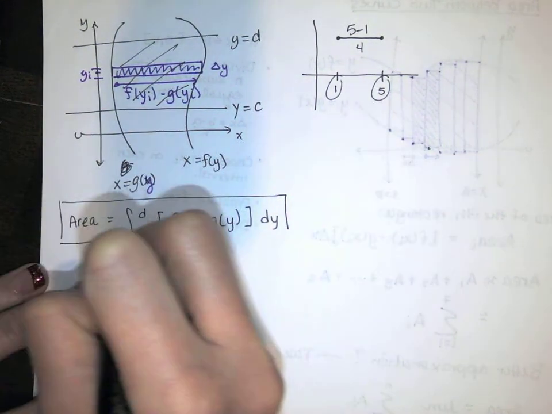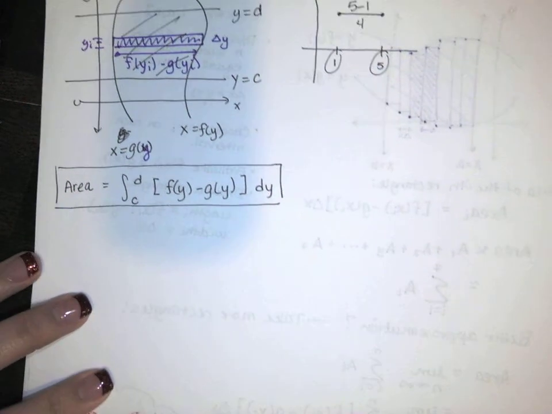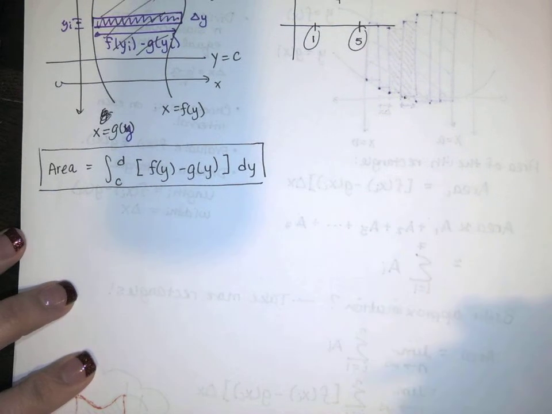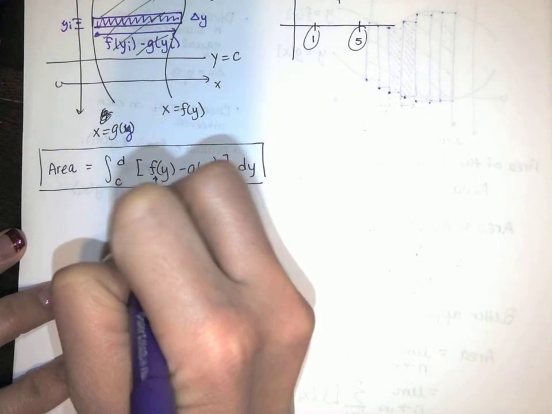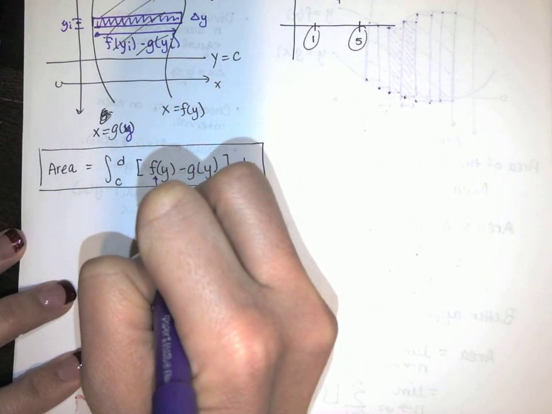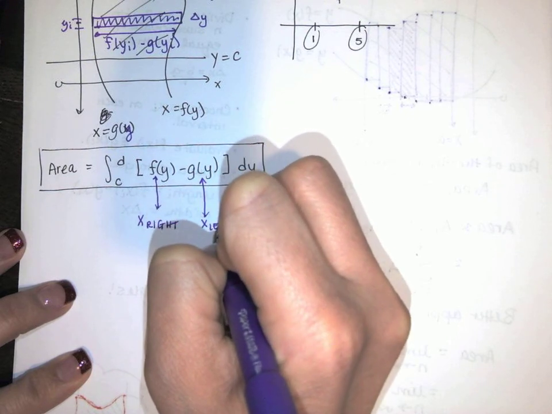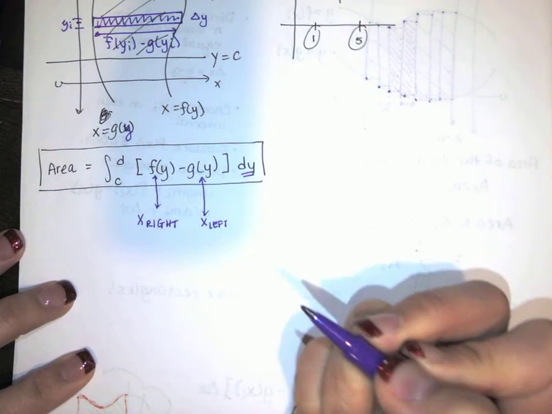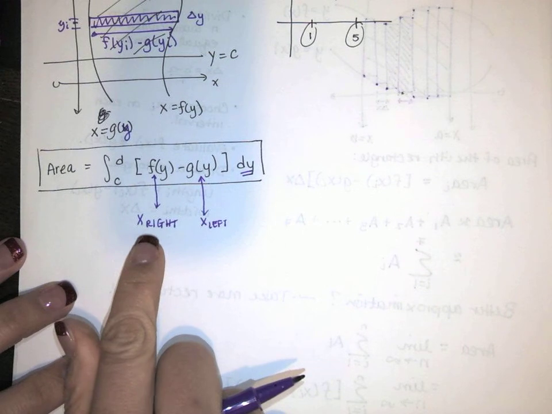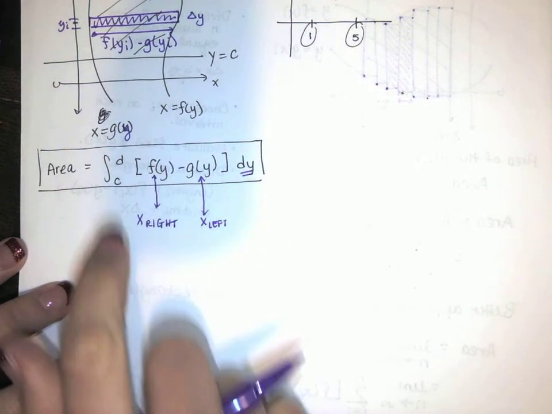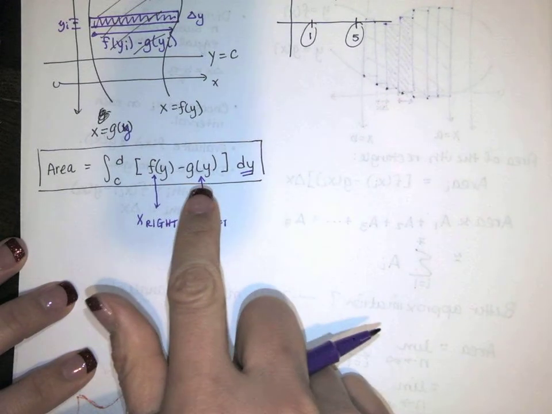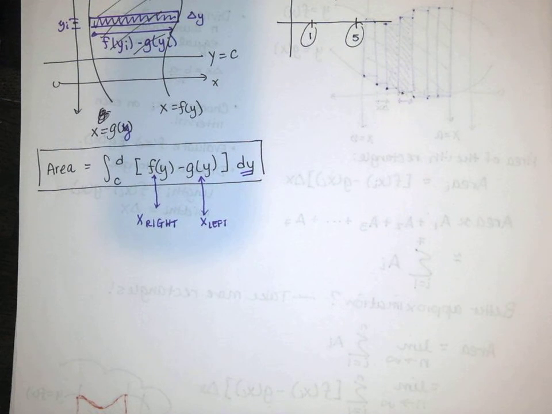The order matters though. You're going to get the opposite answer if you get it backwards. You'll see me write it this way. This is x on the right minus x on the left. But because of this dy over here, this is x on the right as a function of y. That's f of y. And x on the left as a function of y. That's g of y.